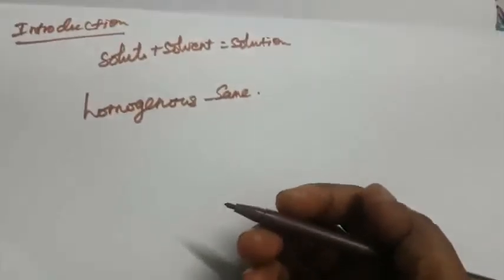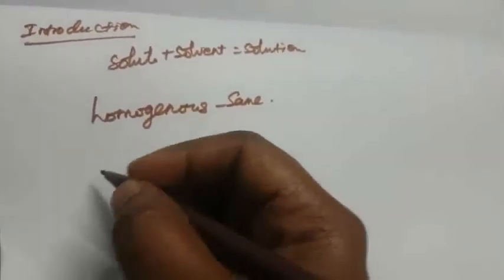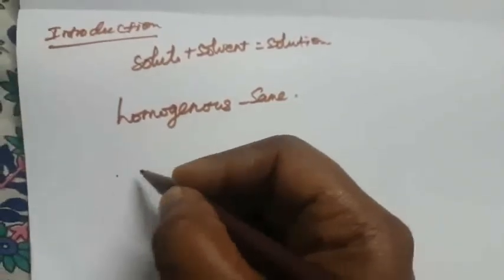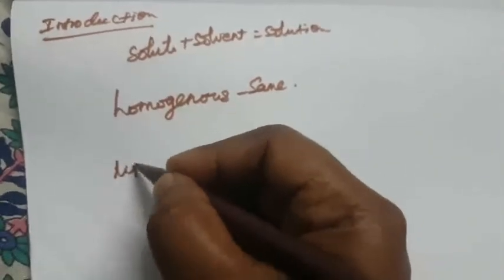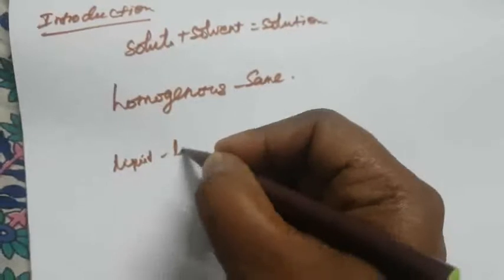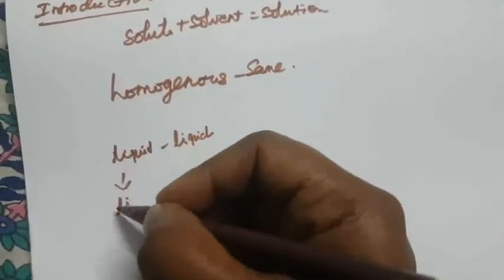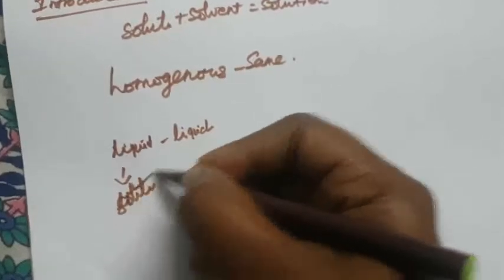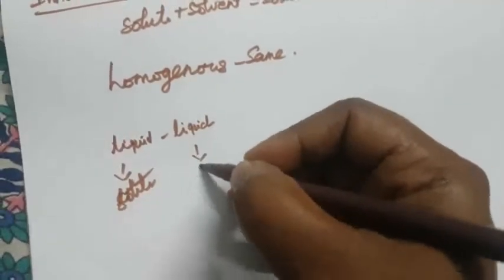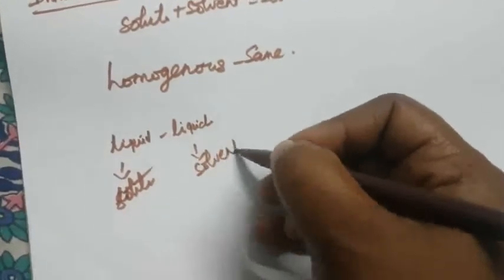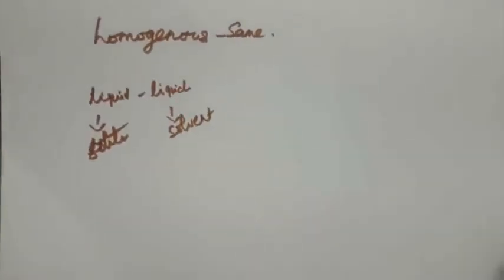The solute and the solvent are in the same phase. Say for example, the solute is liquid and the solvent is also liquid. So that is called the same state. The physical states are the same. That is called homogeneous.